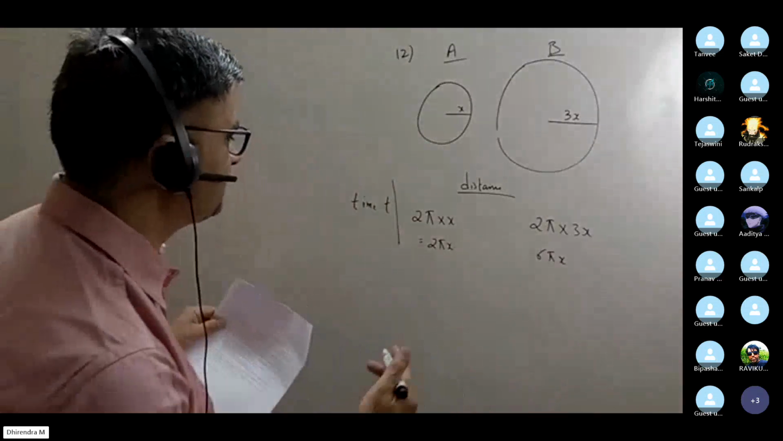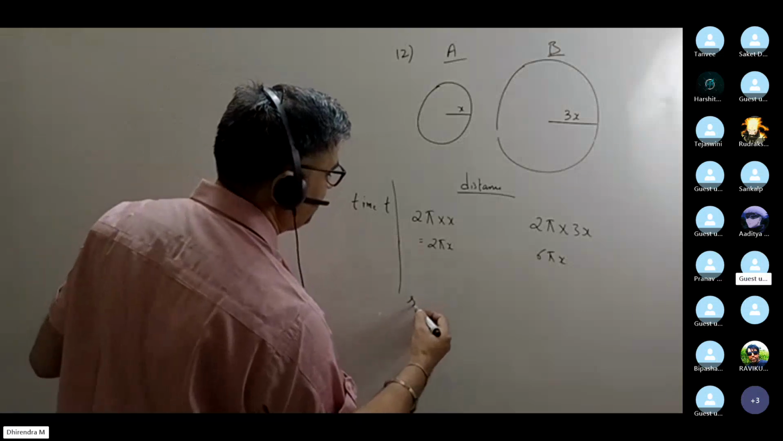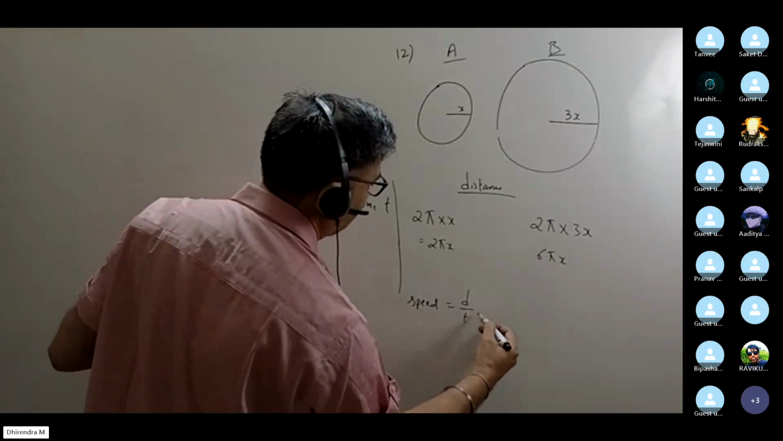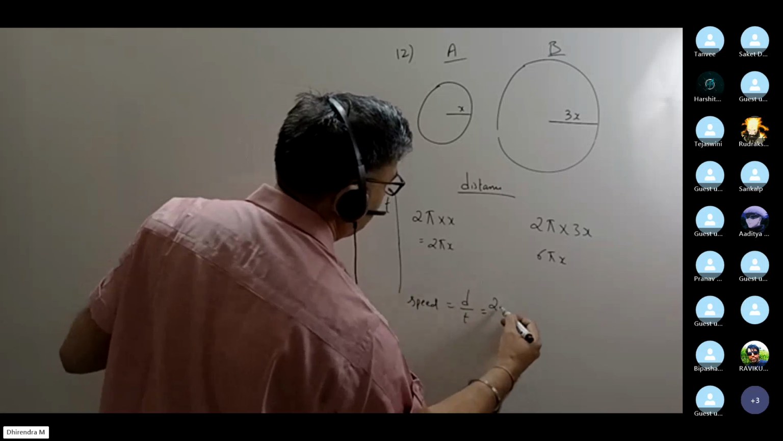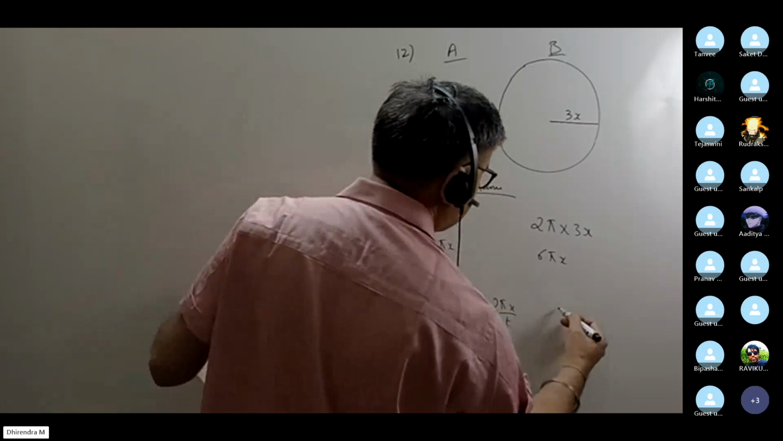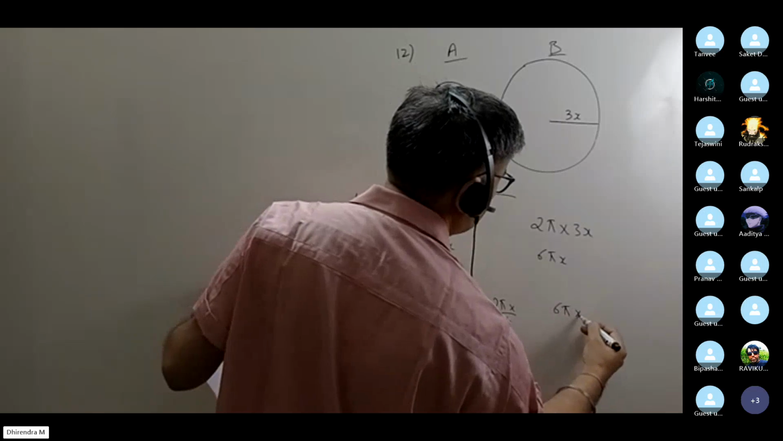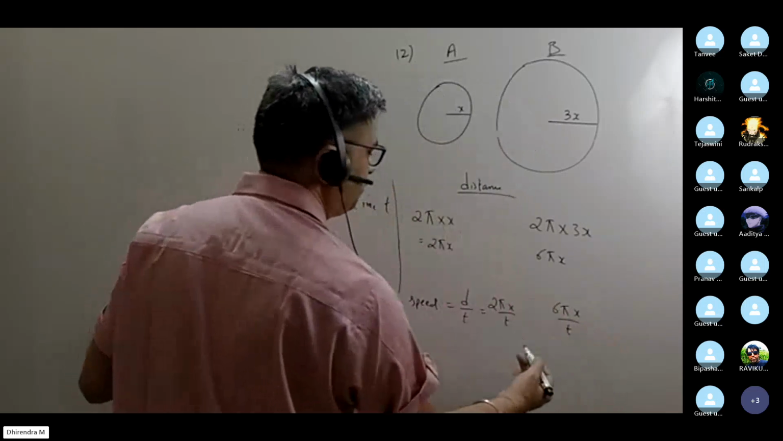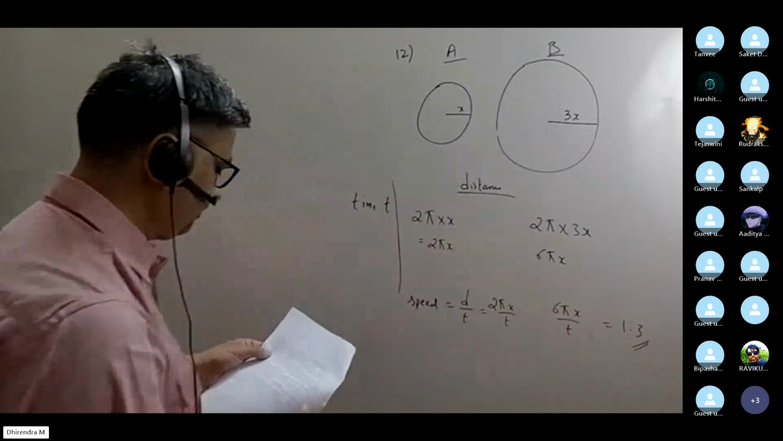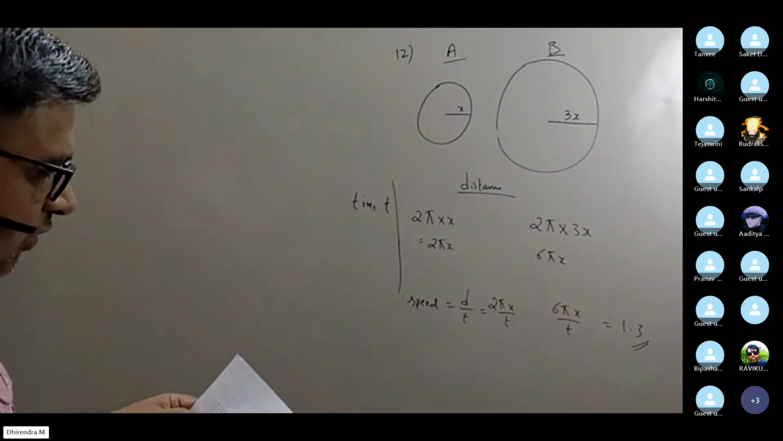Now let's look at the question. What is the ratio of their speed? Speed is what, folks? Speed is equal to distance by time. So what is the distance? 2 pi x by t. And in this case, it is 6 pi x by t. If you take the ratio, it will come to 1:3.